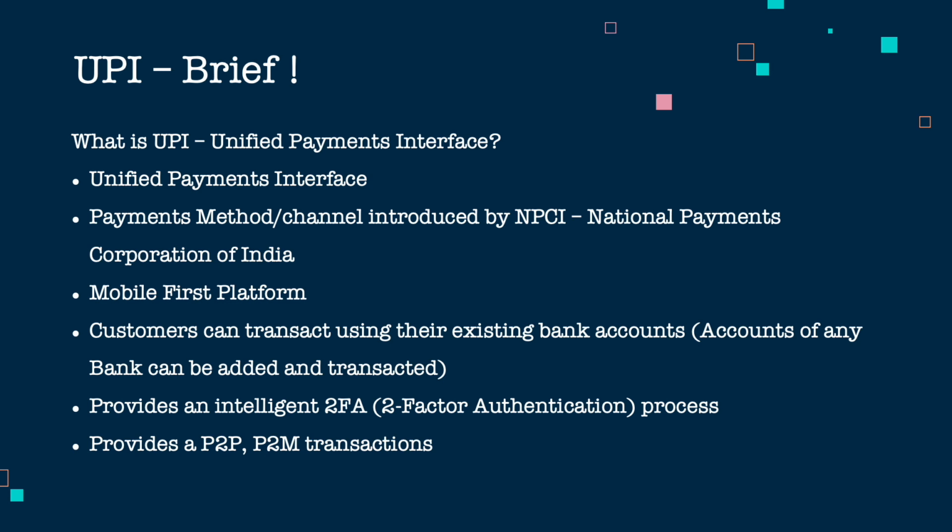UPI provides an intelligent two-factor authentication method. Why I'm saying it's intelligent is because traditionally two-factor has always been associated with an OTP being entered apart from a PIN. But what UPI did was the device becomes the first factor and the customer's PIN becomes the second factor. UPI also provides P2P based transactions or P2M transactions.